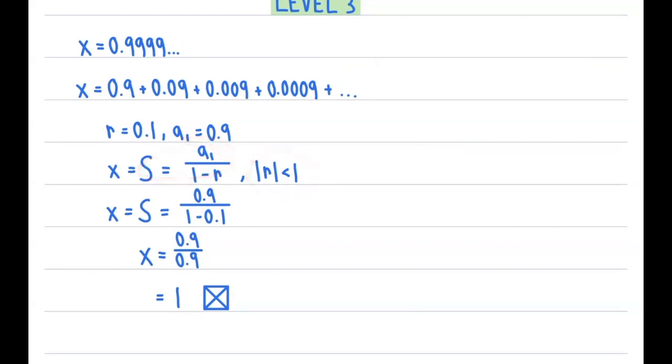And so you don't get a sum that goes off to infinity, but you did some weird math and made it equal to some number. But anyway, let's move on to level 4.